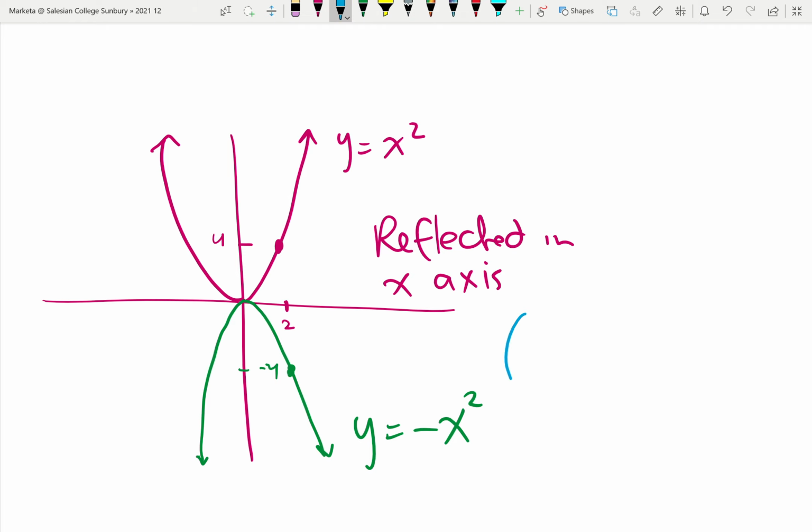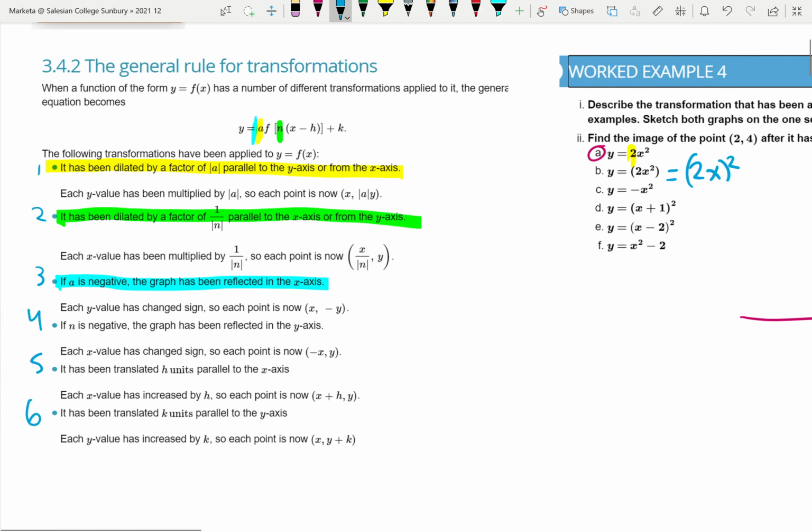So dilation and reflection affect the opposite, and that's why I prefer to say from the x-axis and from the y-axis when we're talking about dilation, because then we can remember dilation and reflection as affecting the opposite. So our point (2, 4) reflected in the x-axis is going to affect y, so we're going to get (2, -4). All right, let's see what is next.